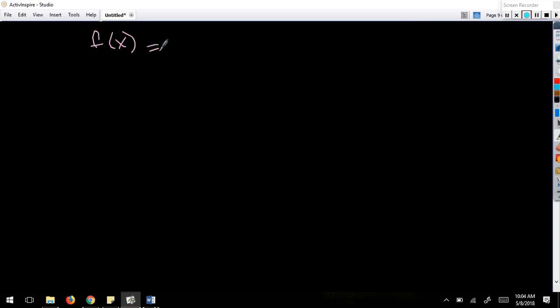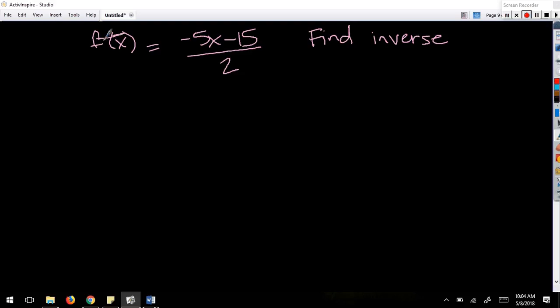Let's say I had f of x equals negative 5x minus 15 over 2. And I said, find the inverse. Okay, f of x is what? y. So this is really y equals. Don't let that throw you off. So what do I do first? Switch them. So x equals negative 5y minus 15 over 2.